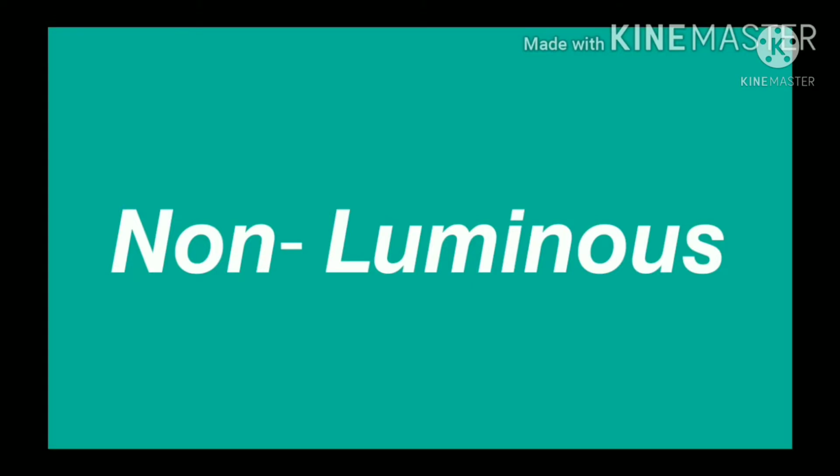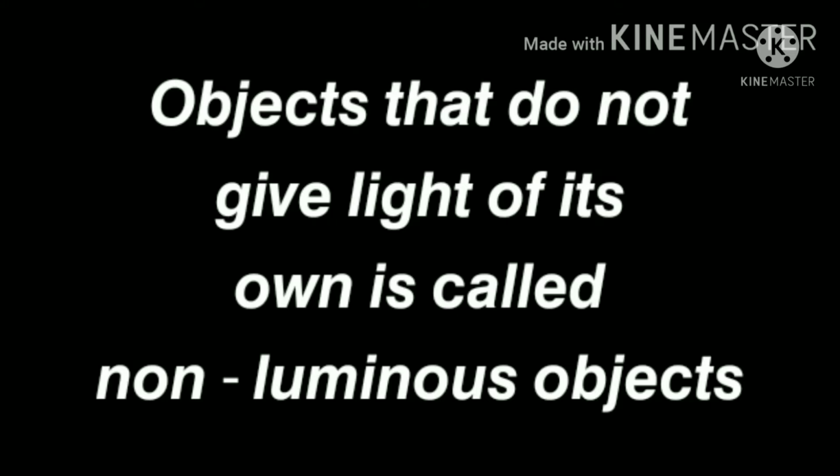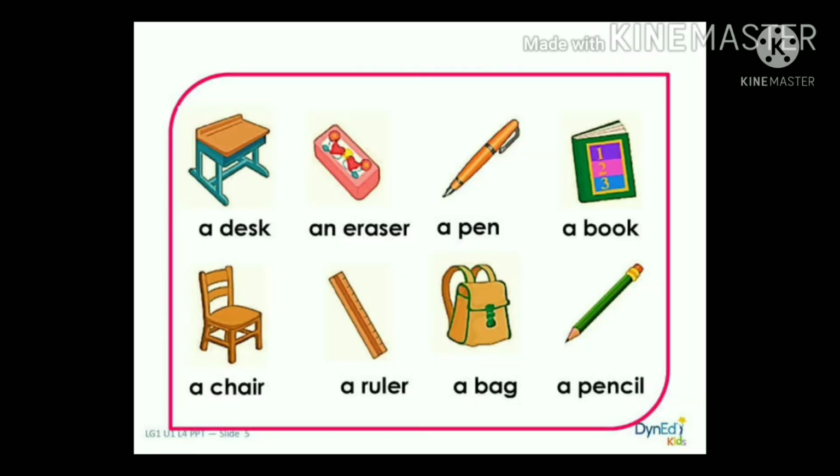What is a non-luminous object? Objects that do not give out light of their own are called non-luminous objects. Example, wall, chair, table, pen, scale and bag are examples of non-luminous objects, isn't it?